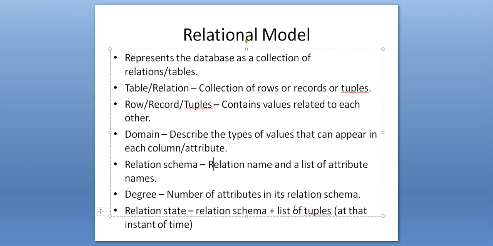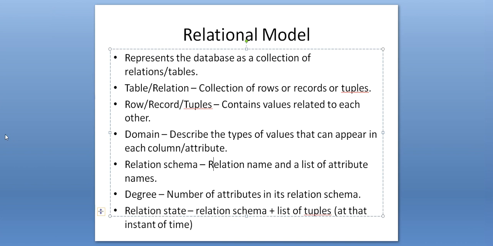Degree means the number of attributes it has. Okay, so that is the degree. And then what is relation state? Relation state means it will have the relation schema, plus it will have the data also, the data that is stored in the relation. So it will have a list of tuples at that instant of time.